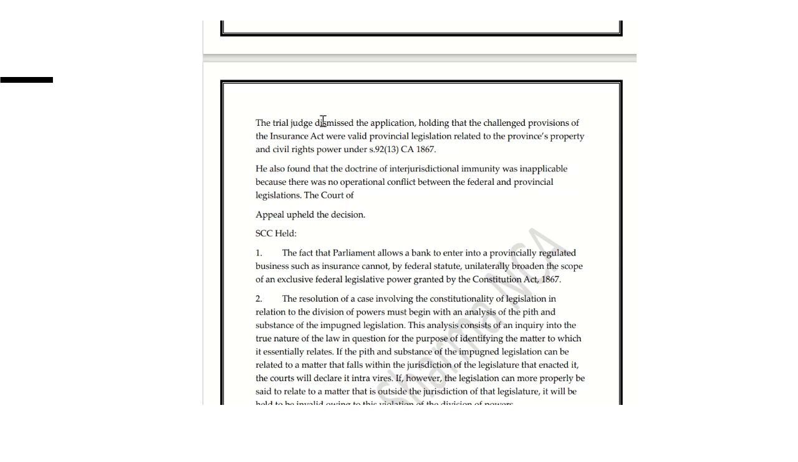So the trial judge dismissed the application, holding that the challenged provisions of the Insurance Act were valid provincial legislation related to property and civil rights. He also found that the doctrine of interjurisdictional immunity was inapplicable as there was no conflict between the two legislations. The Court of Appeal also upheld this decision. So Parliament said that banks should be allowed to enter into provincially regulated businesses like insurance, but a federal statute cannot unilaterally broaden the scope of exclusive federal legislative power.